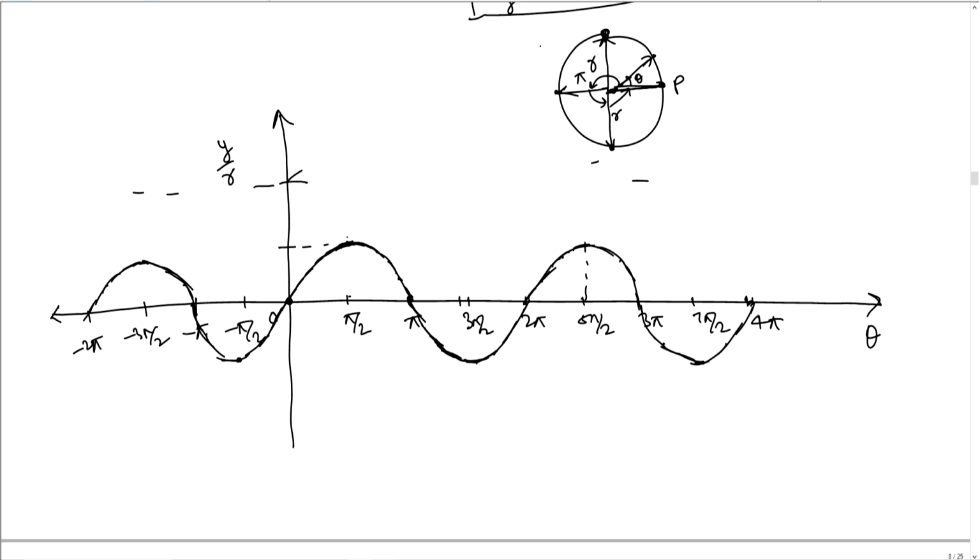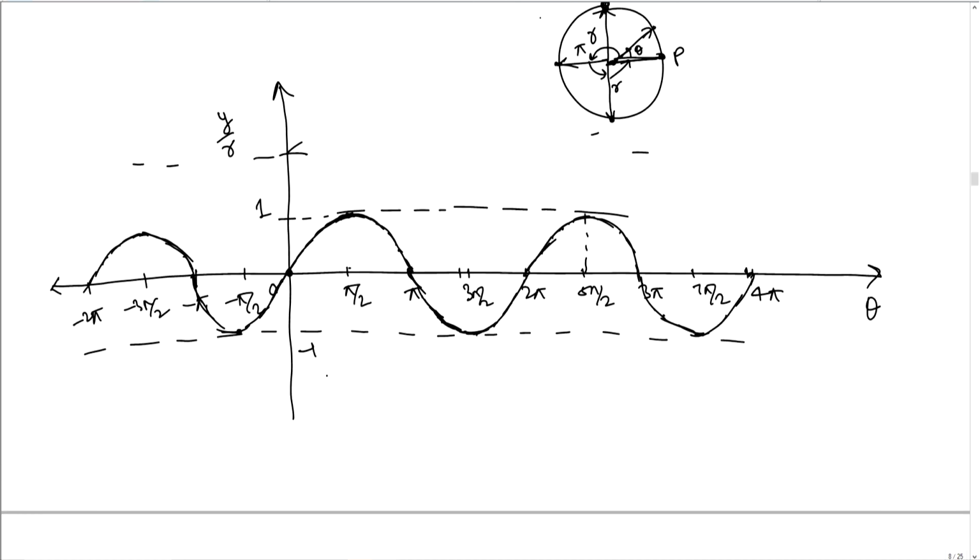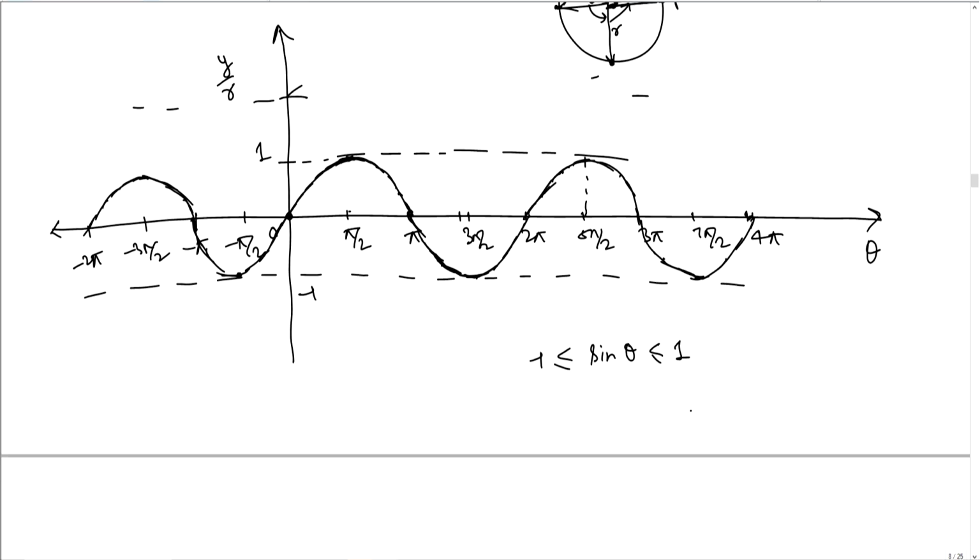So, this point is actually 1 and this is actually minus 1. So, the value of the function always remains between minus 1 and plus 1. Okay. So, that is one property that we know of the sine function. So, the value of sine theta is from minus 1 to 1. What are the other properties that we can see here?